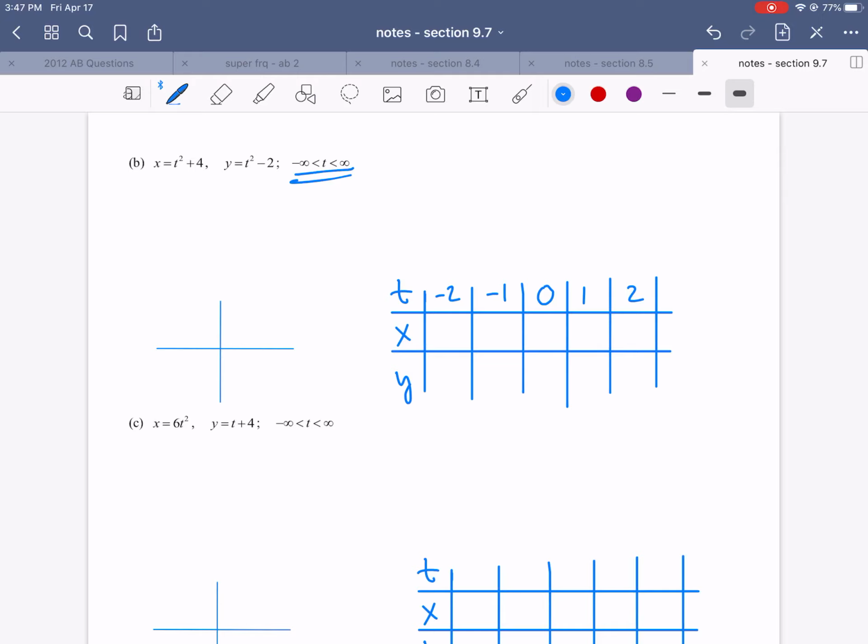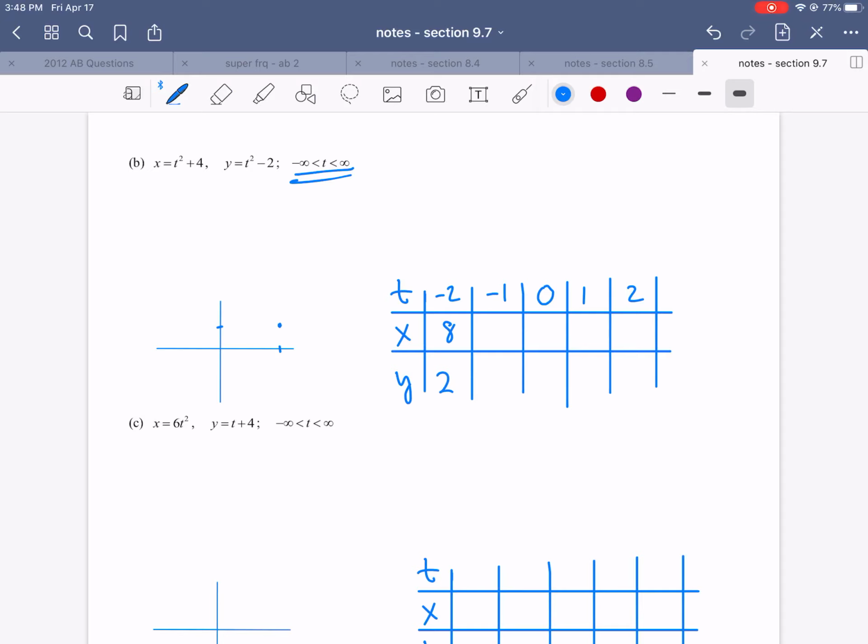Okay, so starting with t is equal to negative 2, if I plug that into my equation for x, negative 2 squared is 4, plus 4 gives me 8. And plugging into my equation for y, negative 2 squared is 4, minus 2 is 2. And so this is going to be the point 8 and 2. And so we'll just sort of estimate there that we're talking about that point right there.